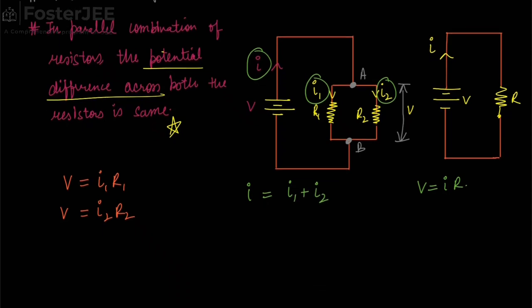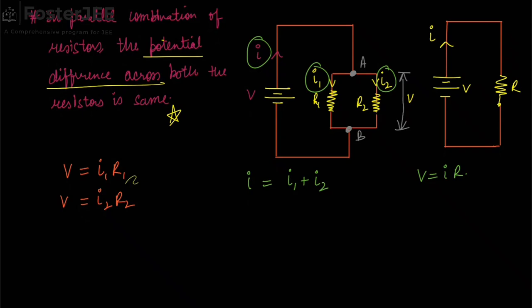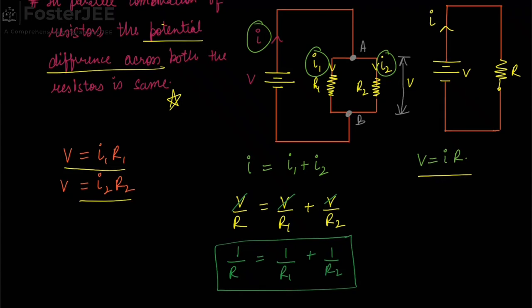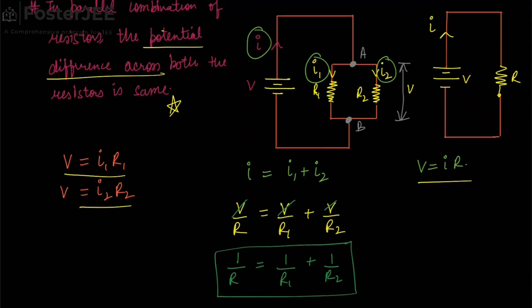Now let's compute the values. For I, it is V by R from this equation, equals I1, from this equation V by R1, plus I2, that is from this equation V by R2. Cancelling all V terms, we will get 1 by R equals 1 by R1 plus 1 by R2. So this is the net resistance in parallel.